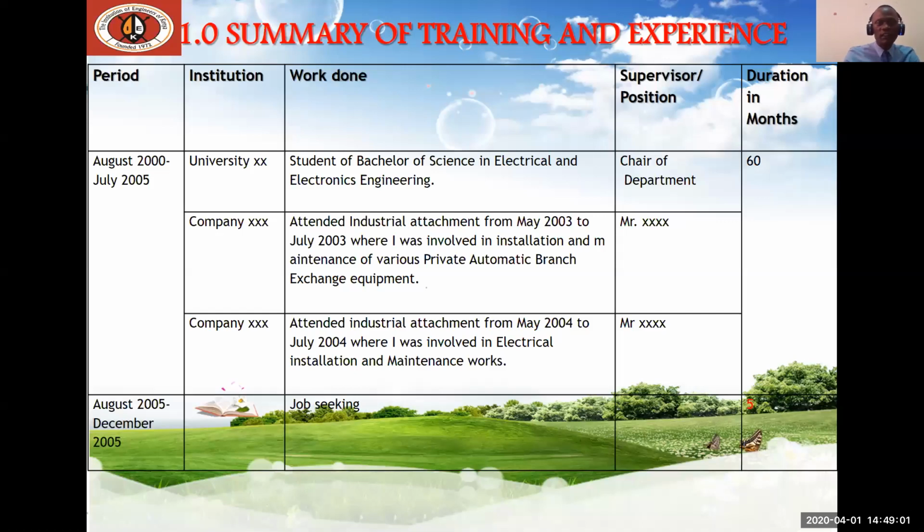And then the third column is the work done. What did you undertake at the university level? And then the supervisor in this case becomes the chairman of the department. If you're electrical, it is the chairman of the electrical department who read your name during the graduation. And then the duration in months: many courses or programs take 5 years, and therefore that one will come to 60 months. Yes, 60 months, that is equivalent.